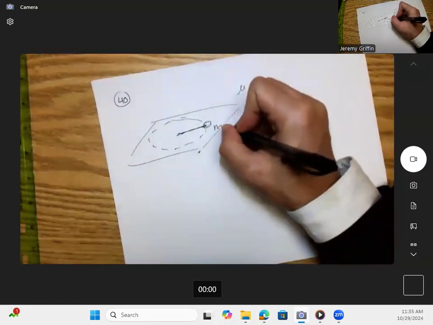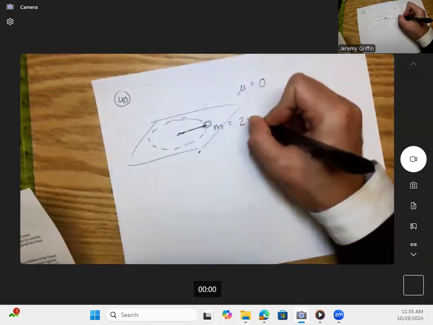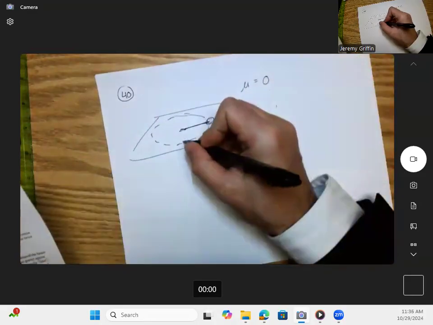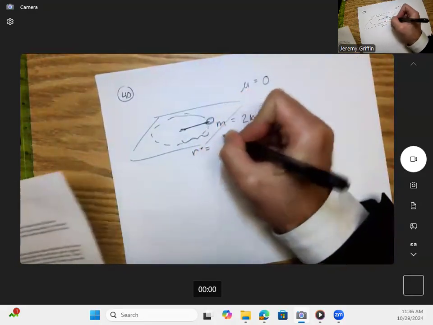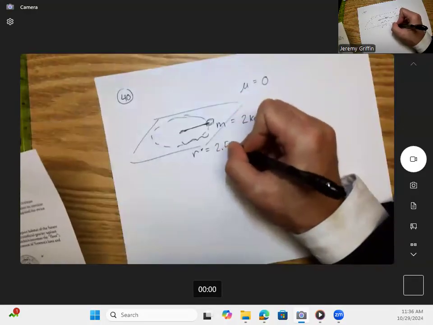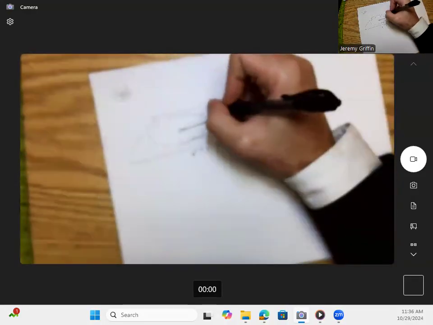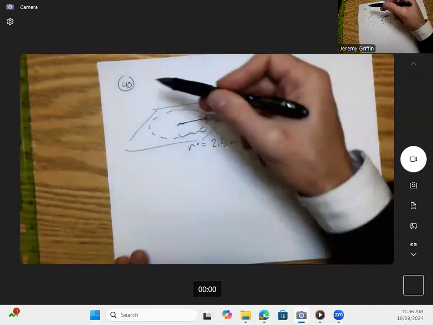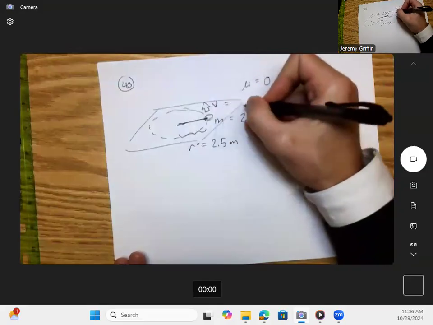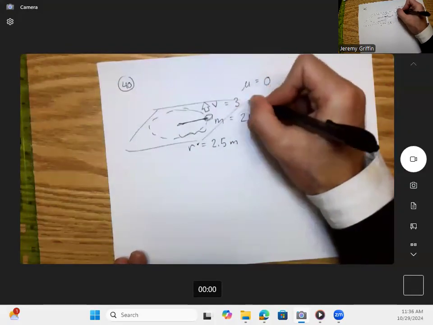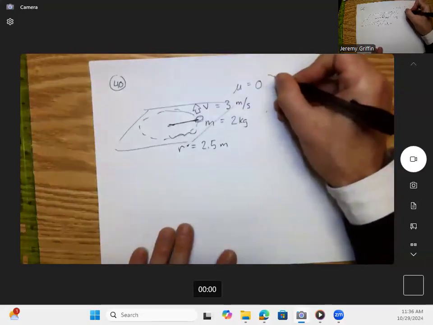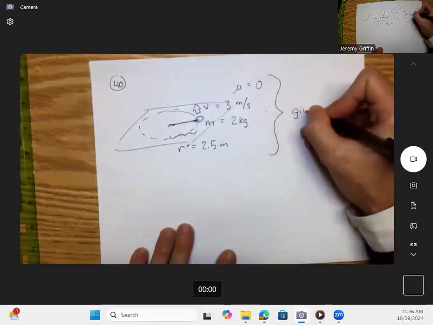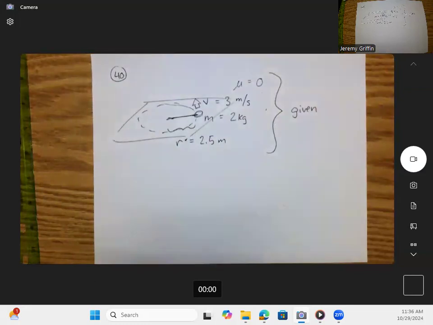So this mass right here, they gave as 2 kilograms. Plus we got this radius right here, R equals 2.5 meters. And there's a tangential speed here. I call this V. It's always moving tangent to that circle. They gave that as 3 meters per second. All these values I'll consider to be given values, straight from the textbook. And here's your icy surface. So what's the tension in the string?